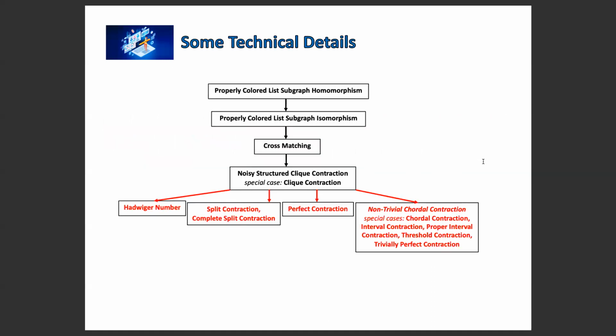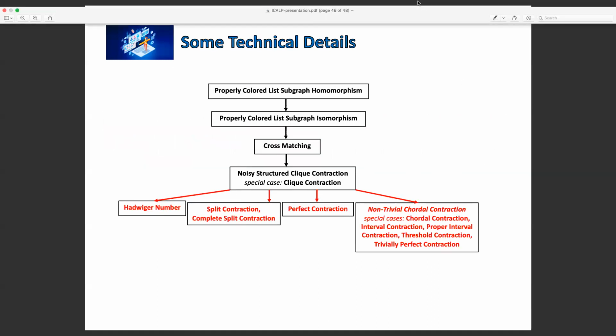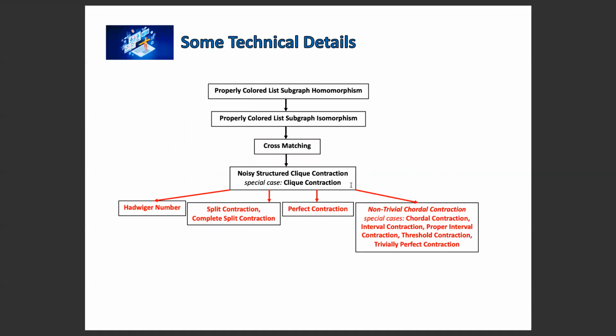So now let's talk about the last part, where we have reductions to several contraction problems. So for example, here we have a single reduction to something that we call non-trivial chordal contraction, which already captured many graph classes. And here we have also 3 other reductions for this problem: Hadwiger number, split contraction, complete split contraction, and perfect contractions. But all of these reductions follow similar lines.